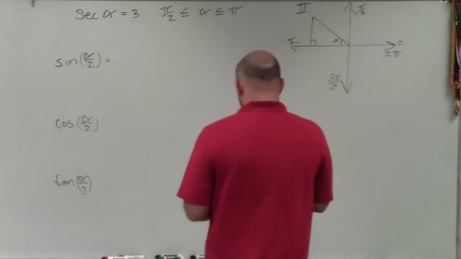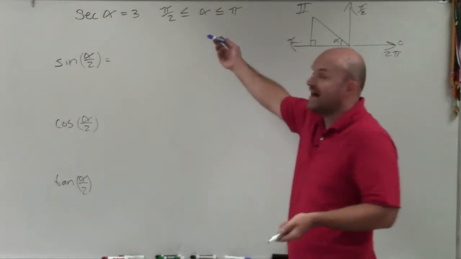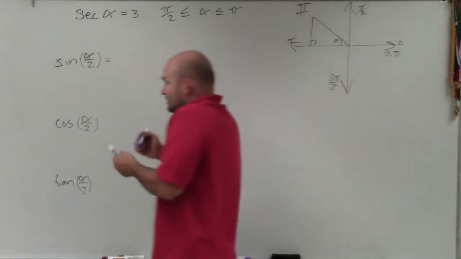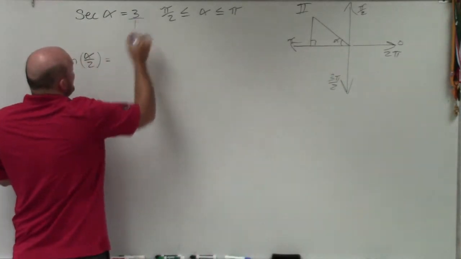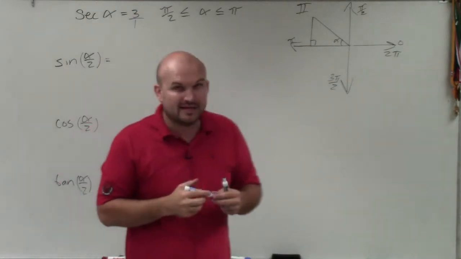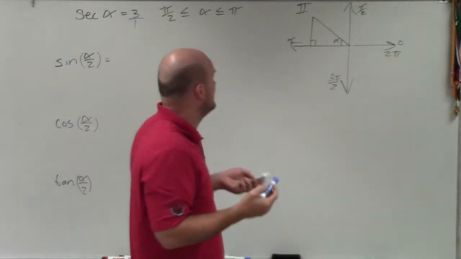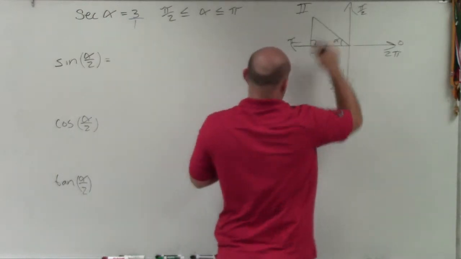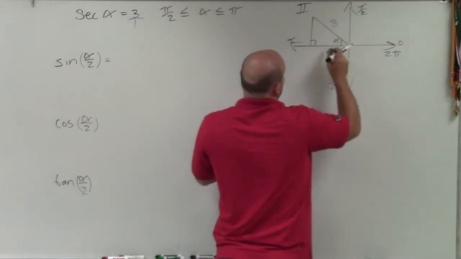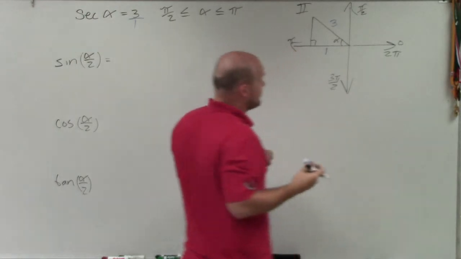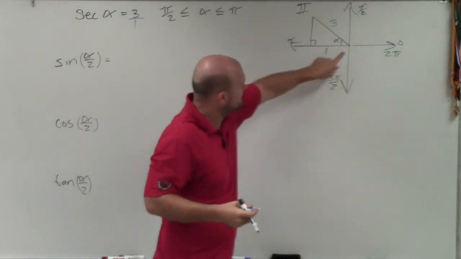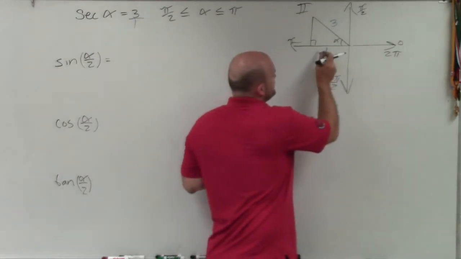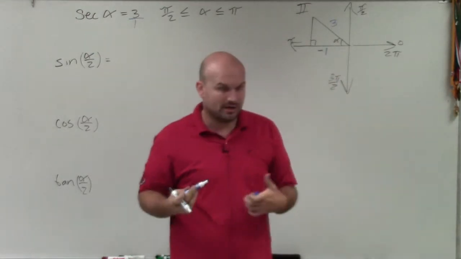The issue is we don't have a fraction, we don't have a ratio here, we just have a number. The best thing to do is remind yourself that we can always rewrite 3 or any number as a fraction. So it's hypotenuse over adjacent side, and I'm going to write 3 over 1. The other important thing to notice is that since we're in the second quadrant, this distance 1 is in the negative direction, so this is actually going to be a negative 1.